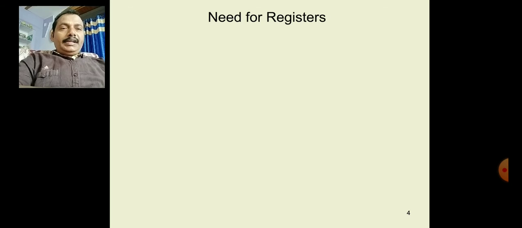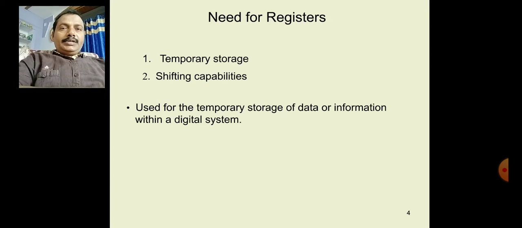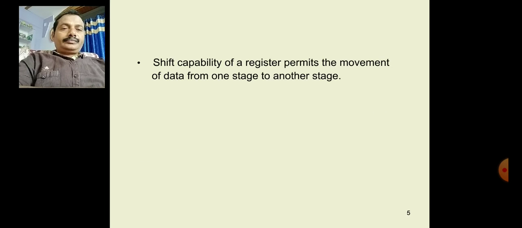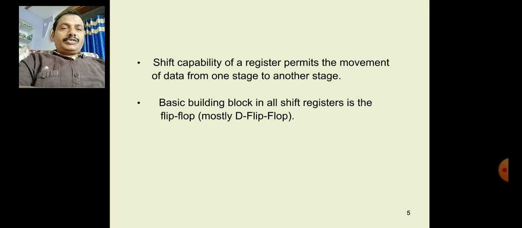So let us see the need for registers. The temporary storage of information is possible with the registers, and shifting capabilities. That means the information stored in one register can be shifted or transferred to another register, and from one device to another device the information can be transferred. Shift capability of a register permits the movement of data from one stage to another stage. The basic building block in shift registers is mostly the D flip flop.